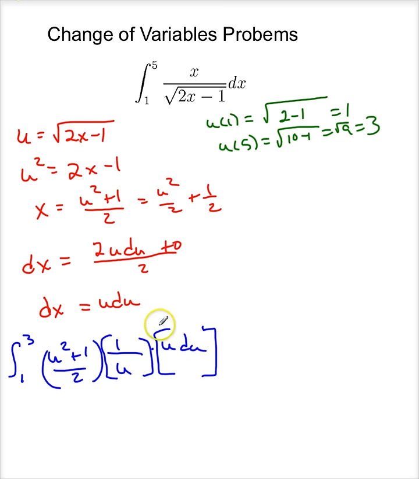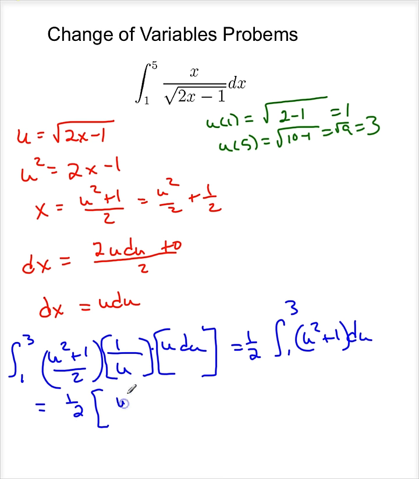Now, I can't integrate this as is. I need to do some simplification. That u is going to go away. I can factor the 1/2 out. So this becomes 1/2 the integral from 1 to 3, excuse me, of u squared plus 1 du. Now this is a straightforward integral. So this is 1/2 times, this is going to be u cubed over 3 plus u, all evaluated at 1 and 3.